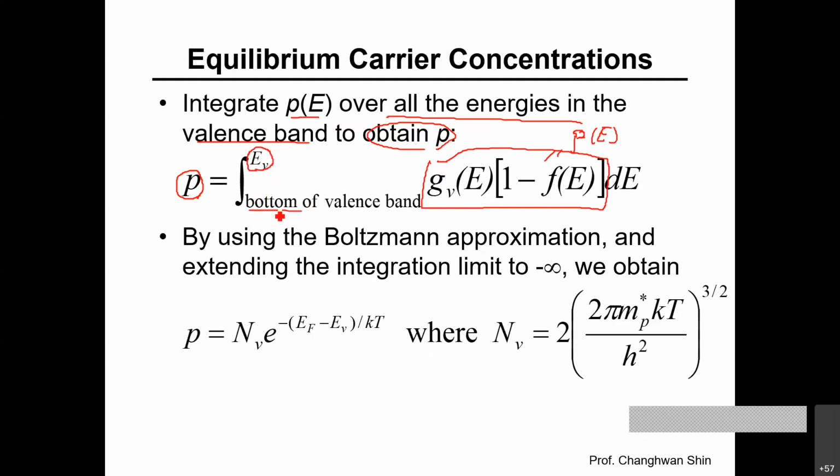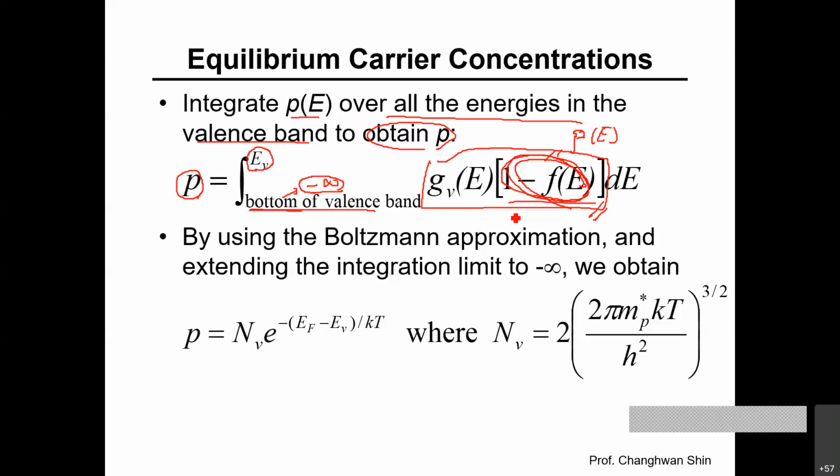At the bottom of the valence band, the probability of finding a hole is almost 1. So rather than using the bottom edge of the valence band, we can use minus infinity, because at the energy of minus infinity, the probability of finding a hole is still almost 1. So we can simply replace the bottom energy level of the valence band with minus infinity.